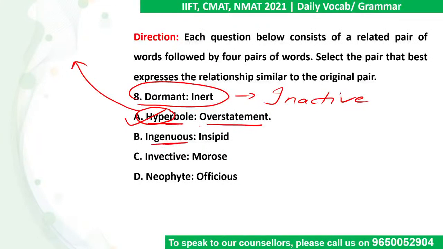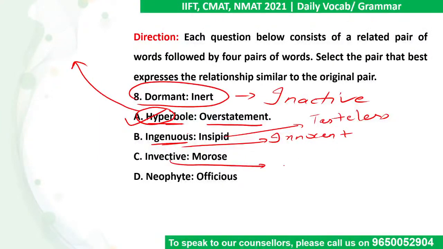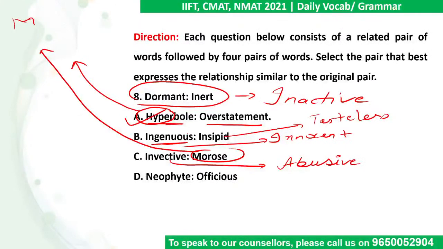Ingenuous means innocent. Insipid means tasteless. Invective means abusive. Morose is derived from the root MOR. Mor means death. Morose means depressive. You will find this root mor in mortal, immortal, morbid, right?